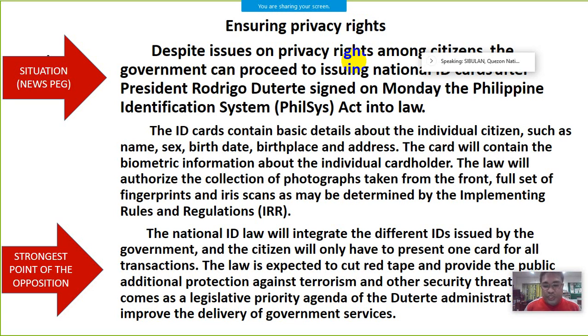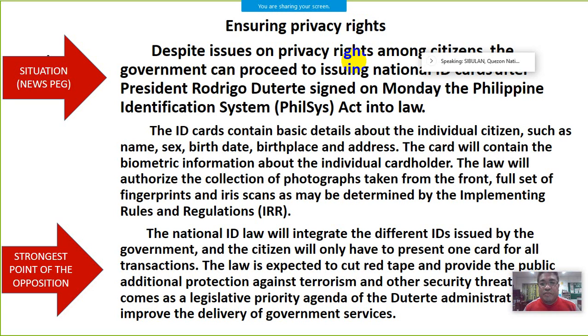The strongest point that I consider as opposition. And then after the main point or the strongest point of the opposition, we have to reject that point by injecting our own position. So again, the title is three words: Ensuring Privacy Rights. So the situation is given in the first paragraph.